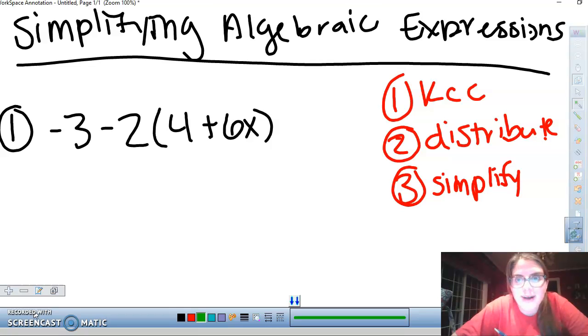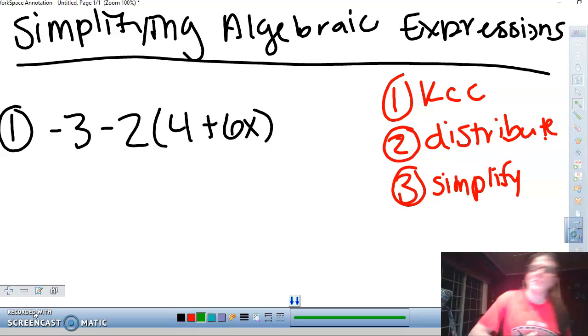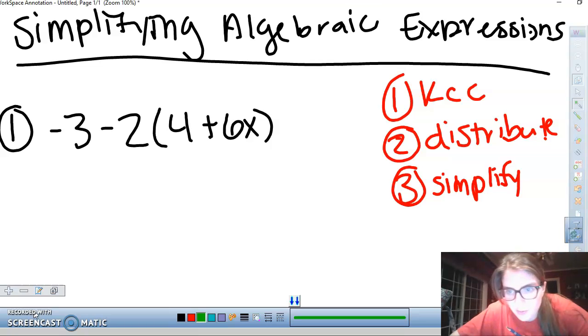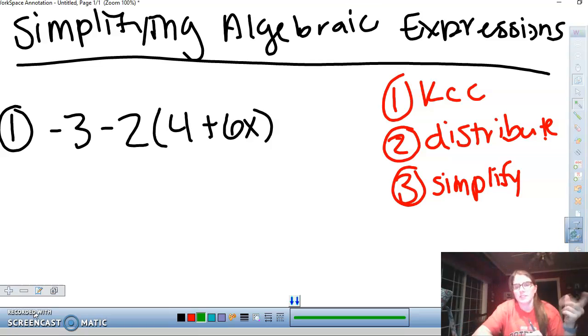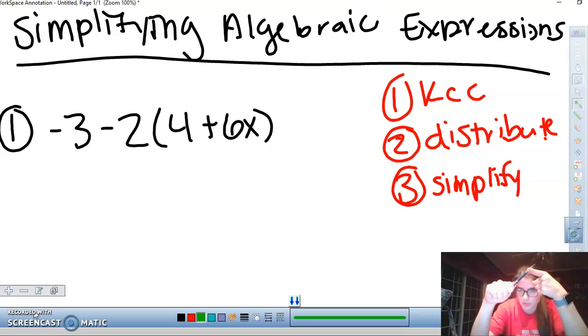So today we're going to talk about simplifying algebraic expressions. And also, if you look at this first problem, you can tell we also have some distributive property in here. So we're going to have 3 steps. Keep, change, which we always have done. Then we're going to distribute, and then we're going to simplify.